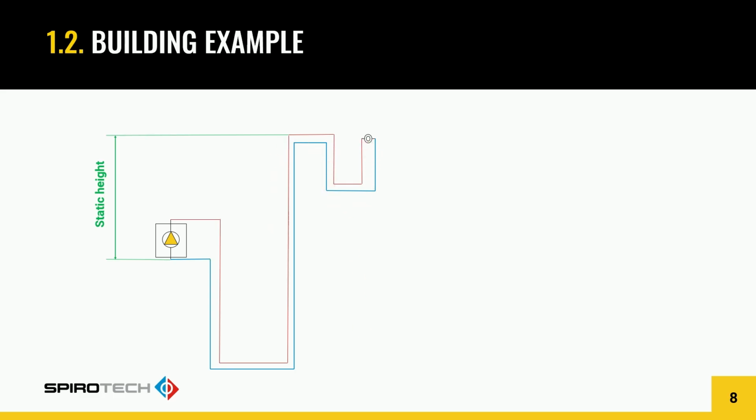Now if we would put an expansion system on the suction side of the pump, which is here, the static height that we use to determine the pressure maintenance becomes visible, and it's shown in green. So from the suction side of the pump to the highest point in the system, that's the static height.